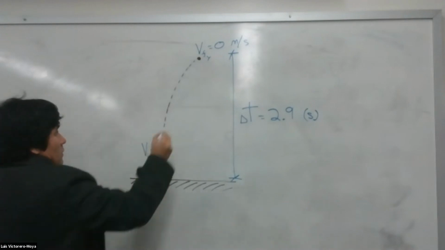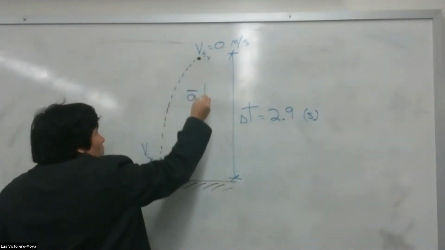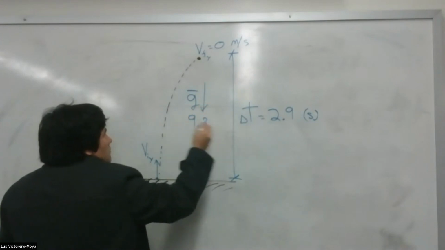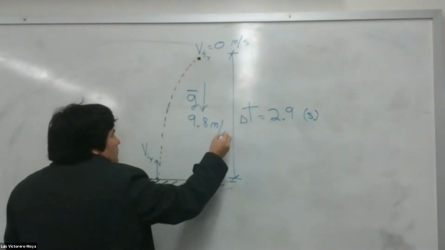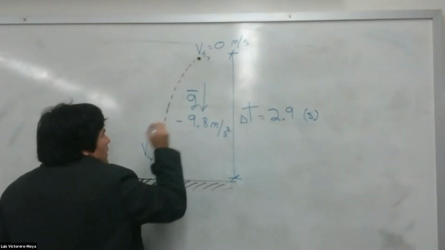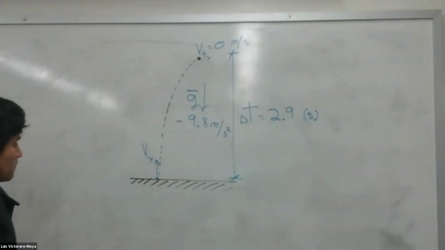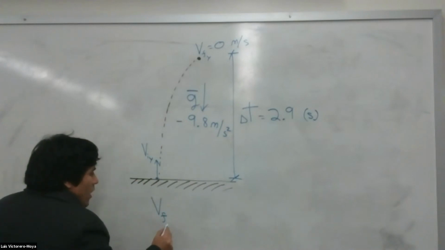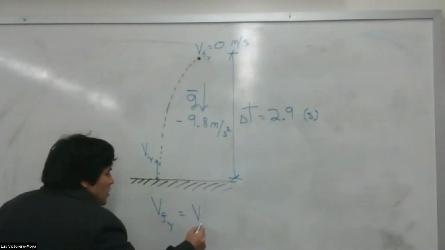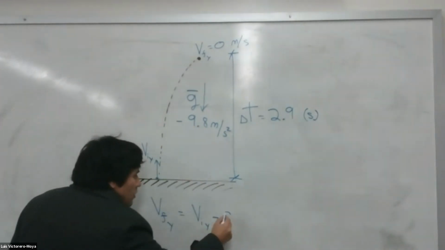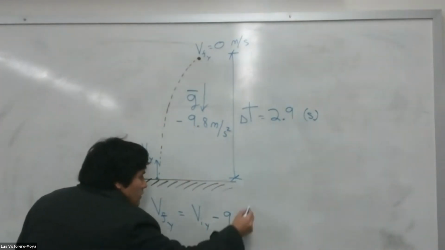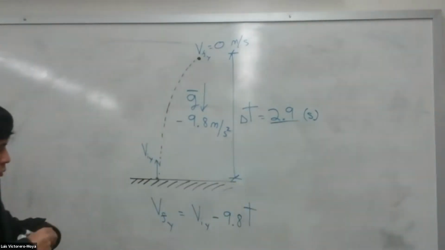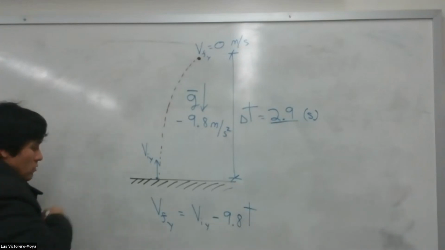You have everything you need, because you know gravity, which is always going down, is 9.8, well, the magnitude, right? Technically, it should be negative. So velocity final on y equals velocity initial on y minus 9.8 times time. But what's time? That. And what's velocity final on y? 0. So this is 0.